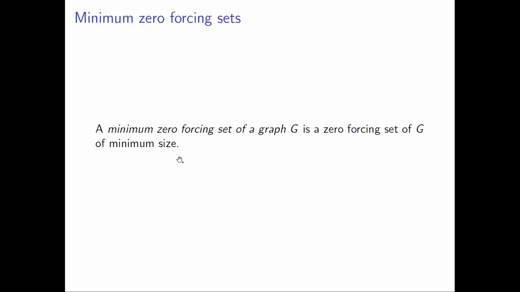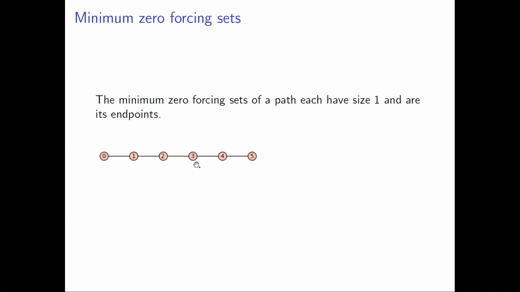A minimum zero forcing set is just a zero forcing set of minimum size. For example, with the path, we can take one of the endpoints and we see that this can be used to color the whole graph.